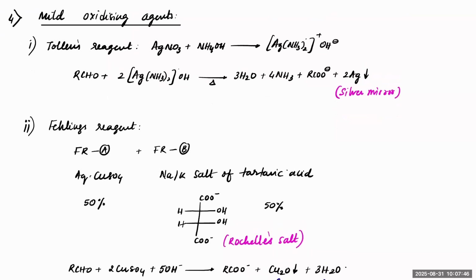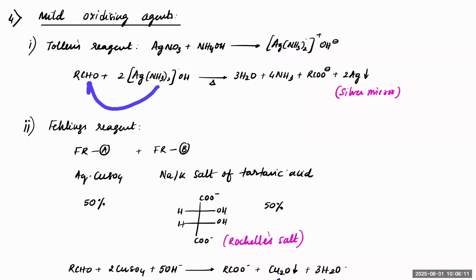Now, what are the other mild oxidizing agents? See, there are three important oxidizing agents: Tollens reagent, Fehling's reagent, and Benedict's reagent. Check out the first one. If you take silver nitrate with ammonium hydroxide, it will convert into a complex known as silver ammonium hydroxide. This is a colorless solution.